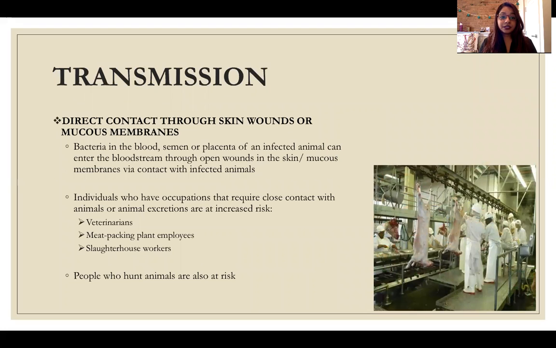It can also be transmitted directly through skin wounds or through mucous membranes. Bacteria in the blood, semen, or placenta of an infected animal can enter the bloodstream through open wounds in the skin or mucous membranes via contact with infected animals. Individuals who have occupations that require close contact with animals or animal excretions are at an increased risk of contracting the disease. These include veterinarians, meatpacking plant employees, or slaughterhouse workers, to name a few. Hunters are also at risk of contracting the disease if they come into contact with an infected animal while hunting.